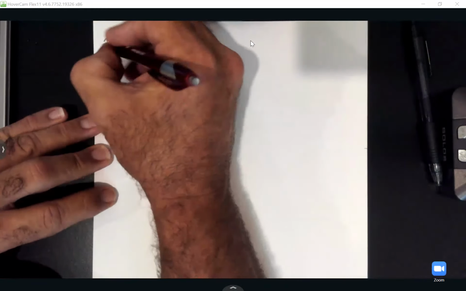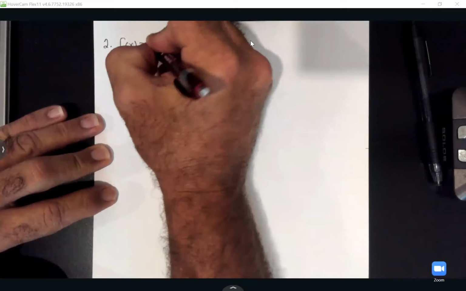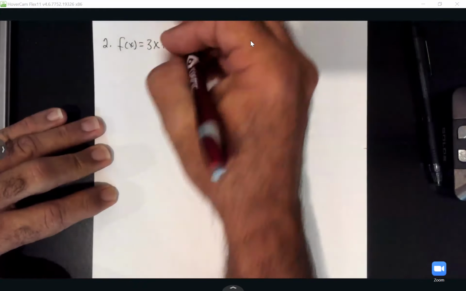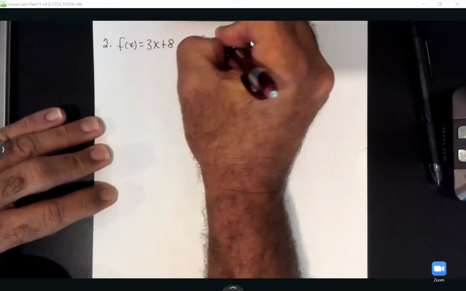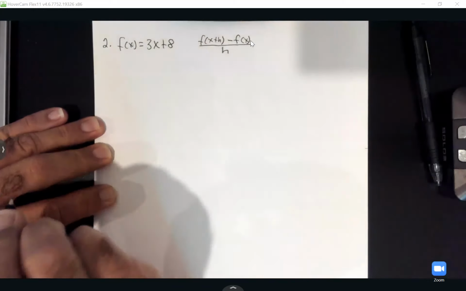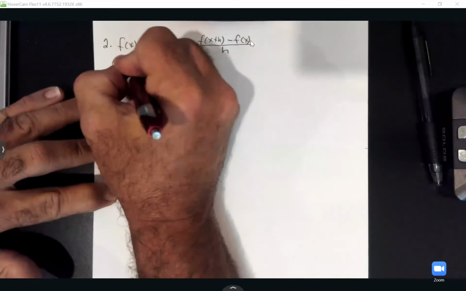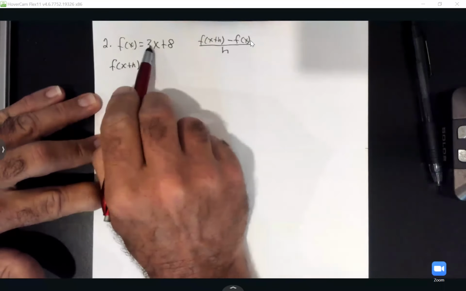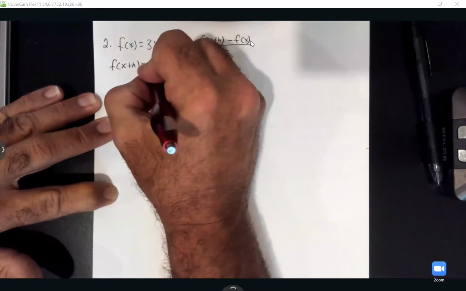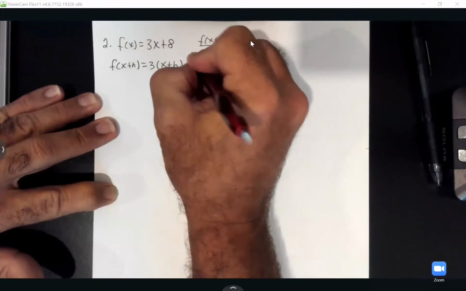So number 2, the same thing. They're giving me f of x equals 3x plus 8. So we're going to construct and simplify the difference quotient again, which is f of x plus h minus f of x all over h. So remember, the first thing we got to do is find f of x plus h. That'll equal the f of x equation, we're going to put an x plus h in for that x. So we have 3 times x plus h plus 8.